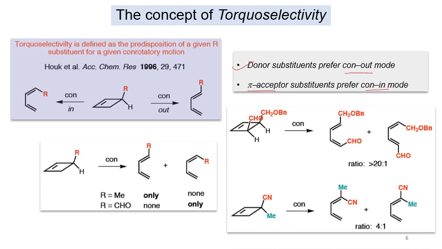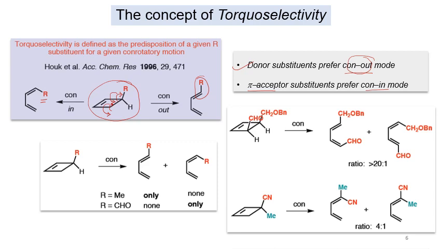Suppose we have this particular system. If this has to undergo a con-rotatory ring opening, then in the con-in mode, this R substituent would come in here. So this would be the con-in mode, the R substituent is going into the system, whereas in the con-out mode, this would be somewhat like this. So the R substituent would go out and would be in the trans type of predisposition. So you can see here, what does Houk say? The donor substituents prefer con-out mode, okay?